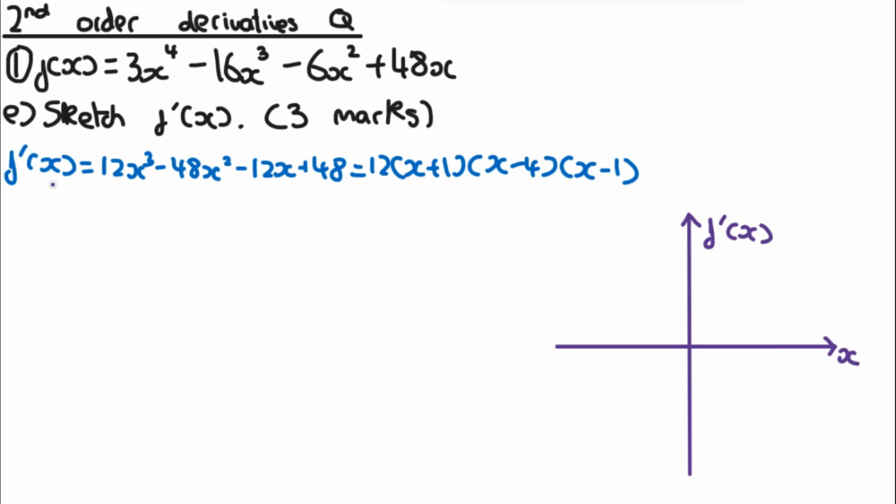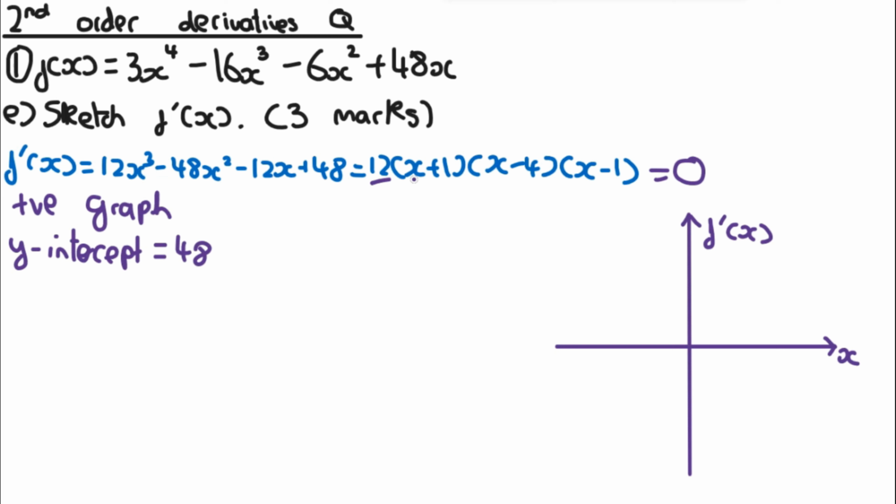So for part E, we need to sketch f'(x). Be careful with f'(x) and f(x). This is what we're sketching. So we need to know whether it's a positive or negative graph, we need to know the roots, and we need to know the y-intercept. The coefficient of x^3 is positive, so therefore it's going to be a positive graph, and we know how that looks from chapter 4. The y-intercept is going to be 48, so that's the number on the end. And then the roots are going to be when this is equal to 0, which we actually figured out before is going to be -1, 4, and 1.